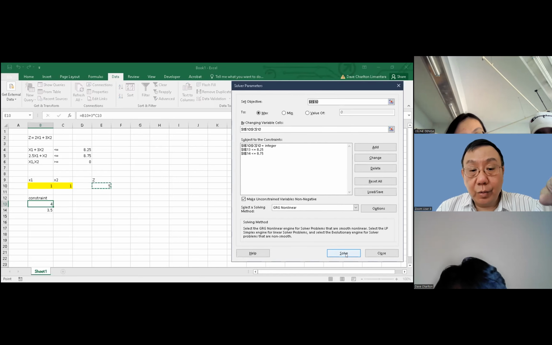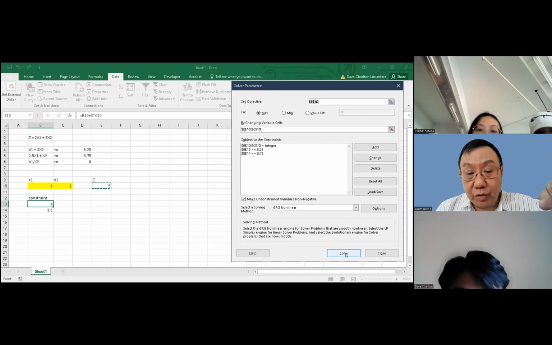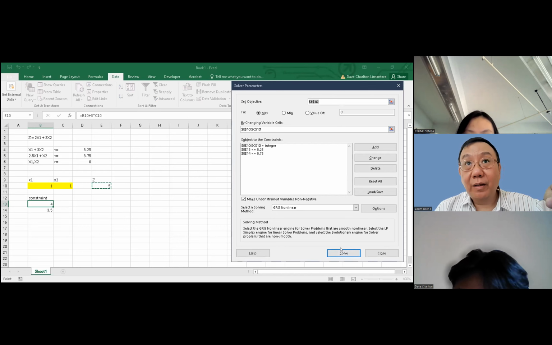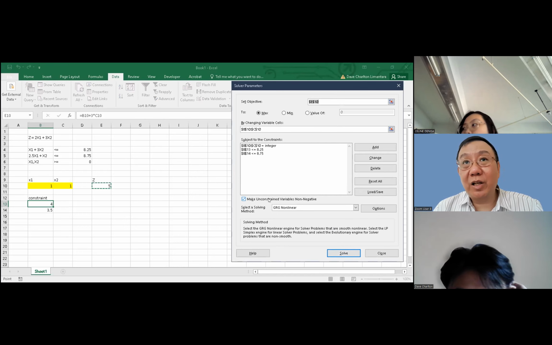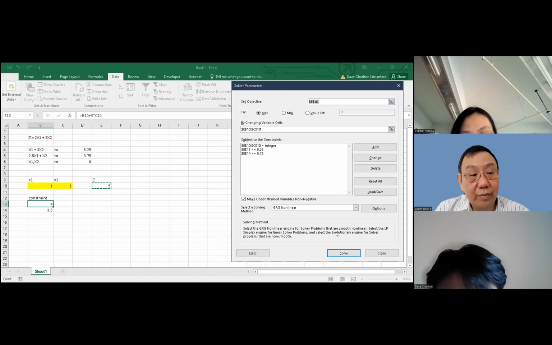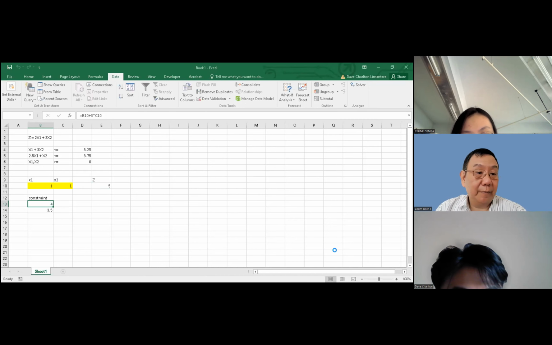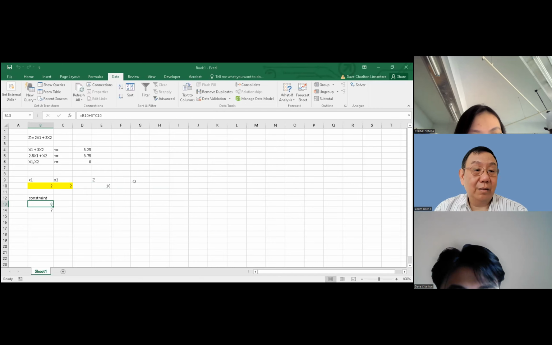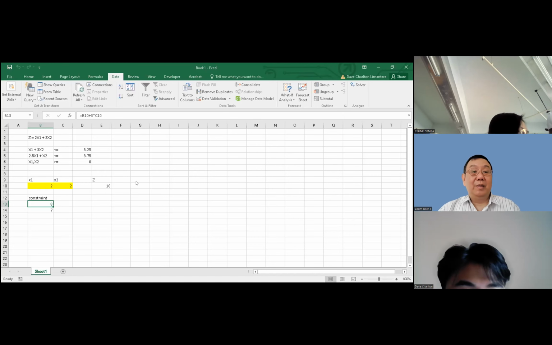Okay, so you already put there. You see the checkbox there, make unconstrained variables non-negative. That is the same as x1, x2 larger than or equal to 0. So you don't need to add in that constraint. And then you just say solve. Then click OK. There. So you get the solution, 2 and 2. Okay.